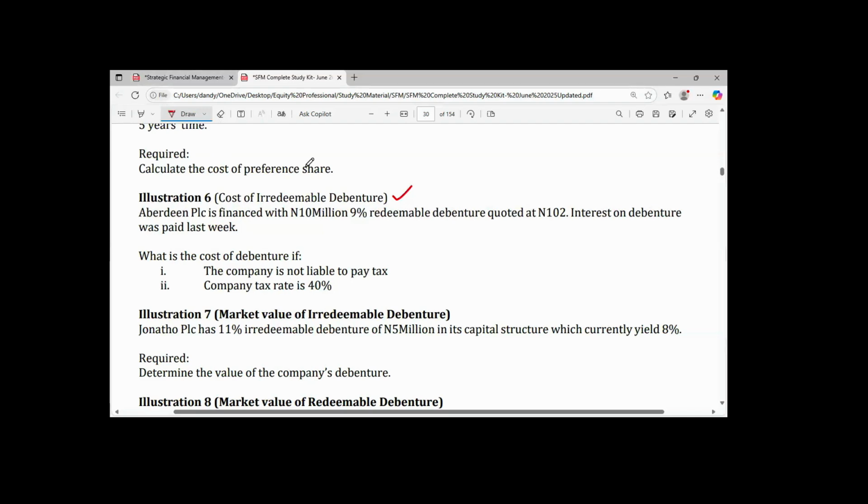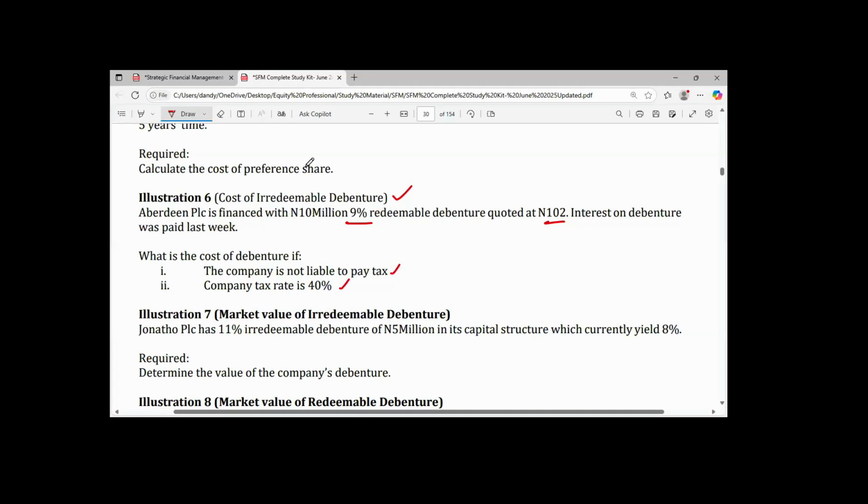Aberdeen PLC is financed with 10 million 9% redeemable debenture quoted at 102 naira. Interest on debenture was paid last week. 1, what is the cost of debenture if the company is not liable to pay tax? 2, the company tax rate is 40%. So here the examiner is asking you to calculate the cost of debenture if the company is not liable to pay tax.